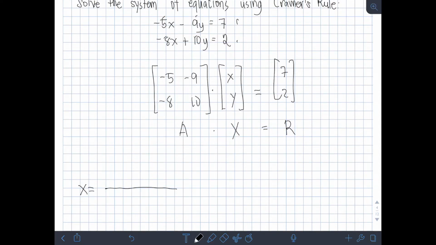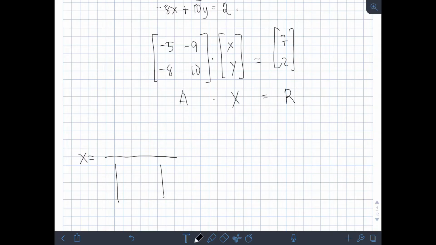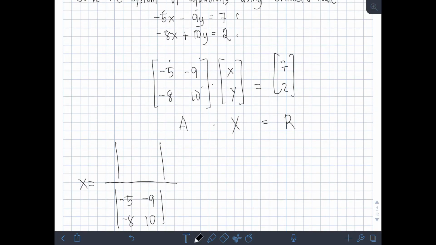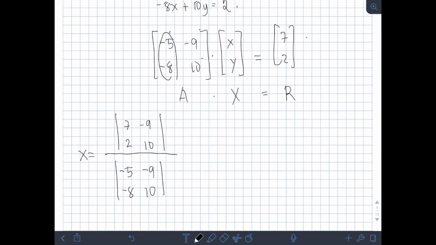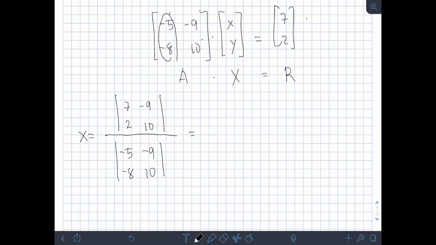So, x is equal to yung denominator, yung determinant nung matrix A na negative 5, negative 9, negative 8 at 10. And then, yung numerator niya, papalitan natin itong negative 5 at negative 8 ng constant 7, 2. Then, as is yung negative 9 tsaka 10. So, try nga natin. So, dito muna tayo sa determinant nitong denominator. So, di ba ang formula niyan is multiply natin to. So, negative 5 times 10 minus multiply natin to. Negative 8 times negative 9.